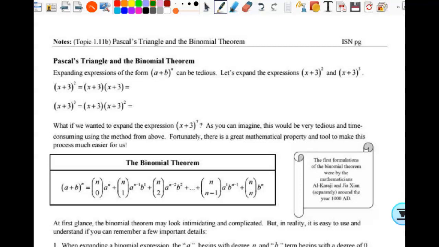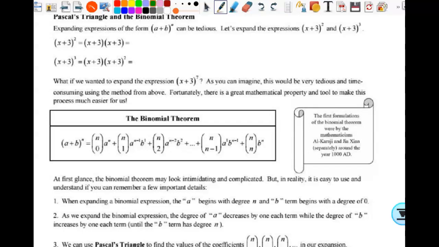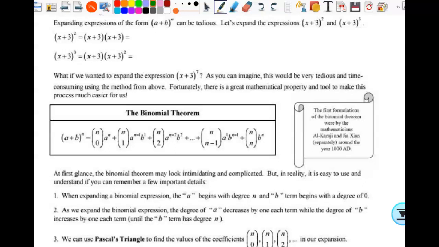Okay, this is going on page 46 when we're done, right? We're going to look at Pascal's triangle and the binomial theorem, right? This should be a little flashback to geometry when you did combinations and permutations, and I'll show you how all this is related here in just a minute. We're going to use it to expand binomials.